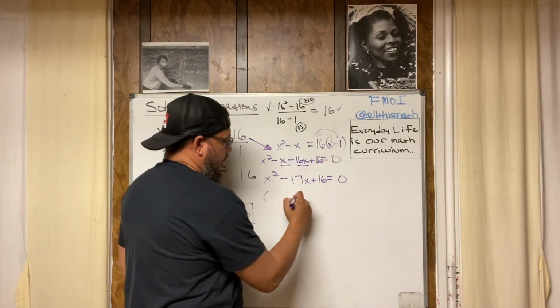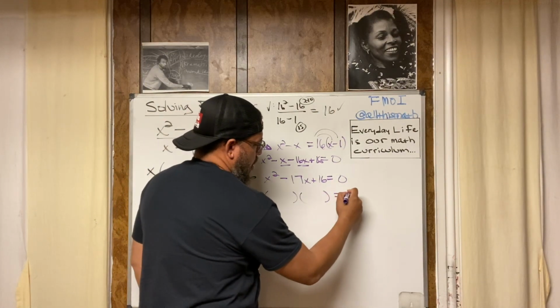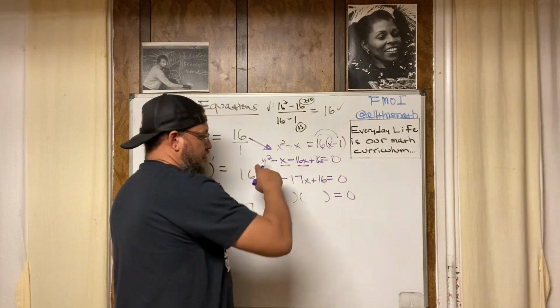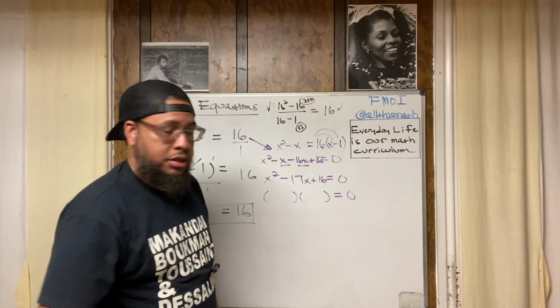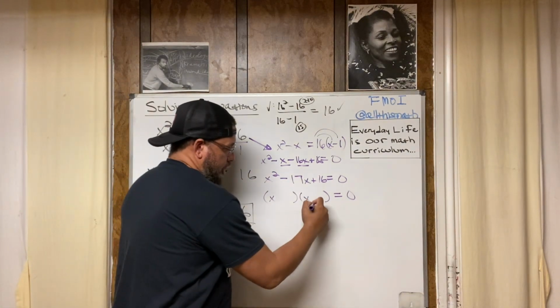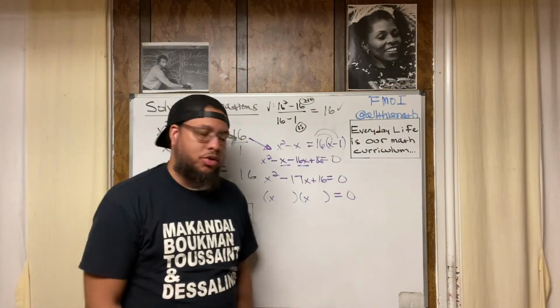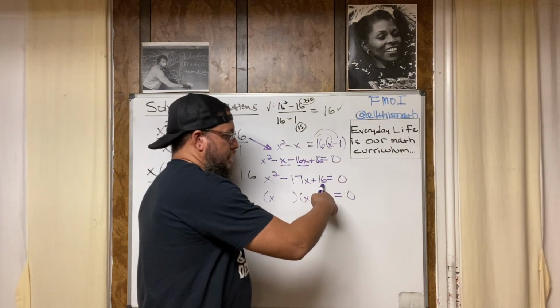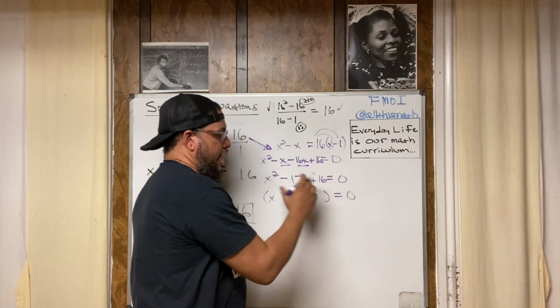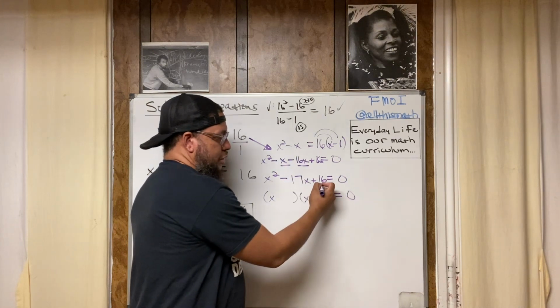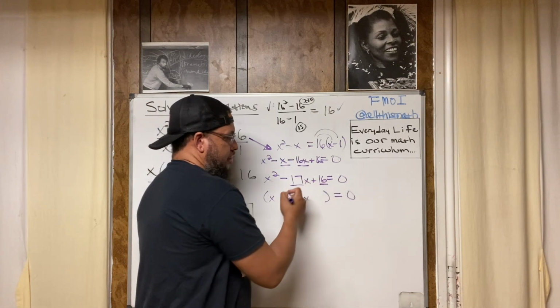Into 2 linear binomials. All right, so I take the factors of x squared, which is just x and x. I put an x right here, I put an x right here. Then what I do, I like this method of factoring because it's like playing a game, you know what I'm saying? So I take 2 factors of 16 that also add up to negative 17.